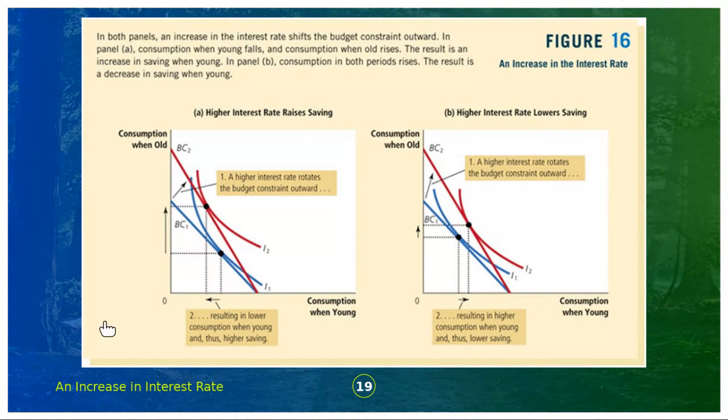So again, the only difference here is the shape of the indifference curves. The budget constraints and the budget constraint pivot remain the same, but we see how two different mentalities of indifference curves ultimately determine how much a family is going to save and how much they're going to spend today.